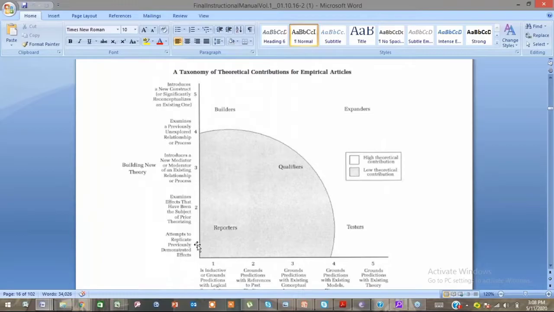Let's start from one. Look at the graphical, it's showing the relationship now. Attempts to replicate previously demonstrated effects. You can attempt building on a body of work. Look at the topic we're talking about. Somebody else has written about it before. Examine effects that have been the subject of prior theoretical work. What has happened before? What is the effect? Introduce a new mediator or moderator of an existing relationship. You can introduce new concepts, a new mediator, something that would build on what has been said before.